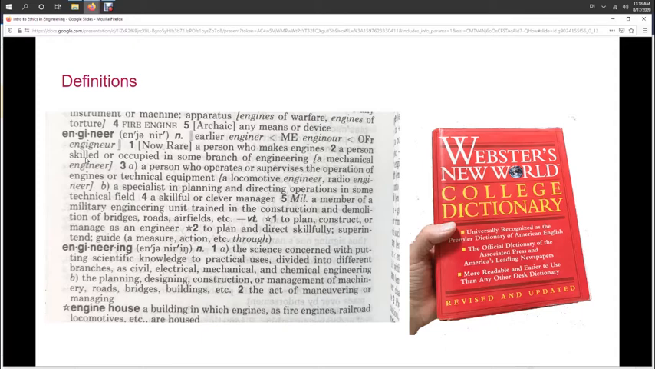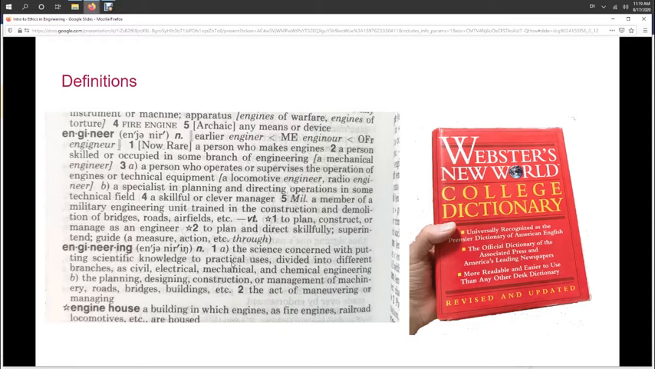So skilled, to me, that means maybe somebody who has an education. Could it be called an engineer, even if they're not currently occupied in engineering? Or occupied. So that could mean someone who maybe does not have an engineering education, but is occupied in some branch of engineering. That person could also be called an engineer.